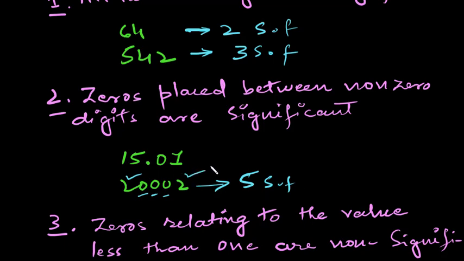In this value, although we have a decimal point in between, this rule says you don't have to look for the decimal point, but you have to look for the zeros located between the non-zeros. So it has 1, 2, 3 and 4. So it has 4 significant figures.